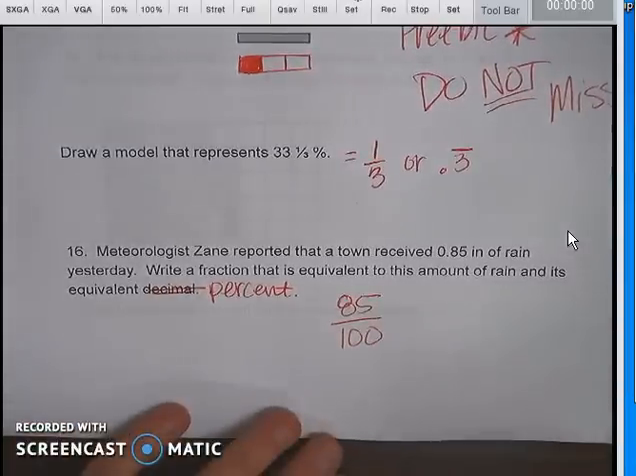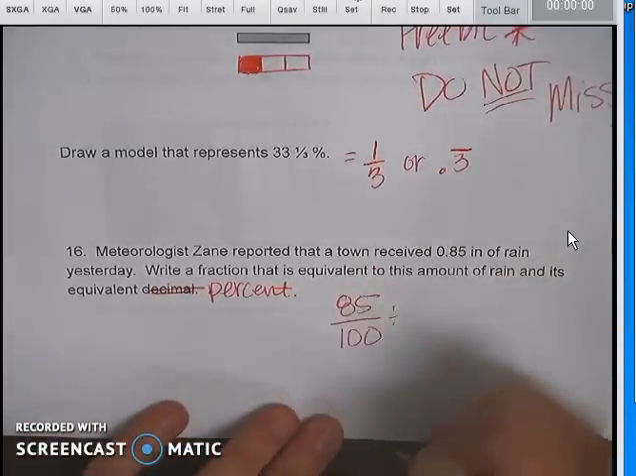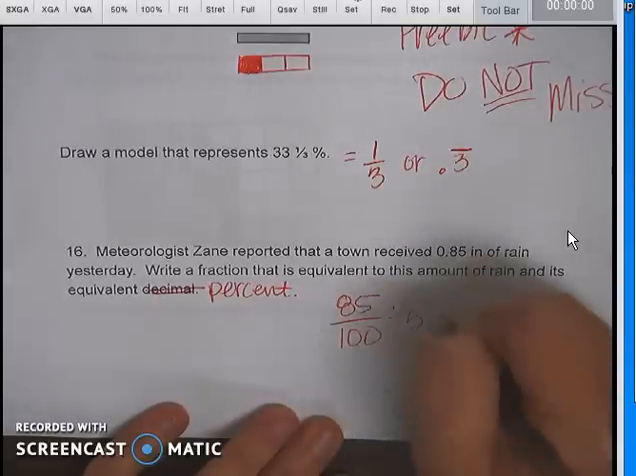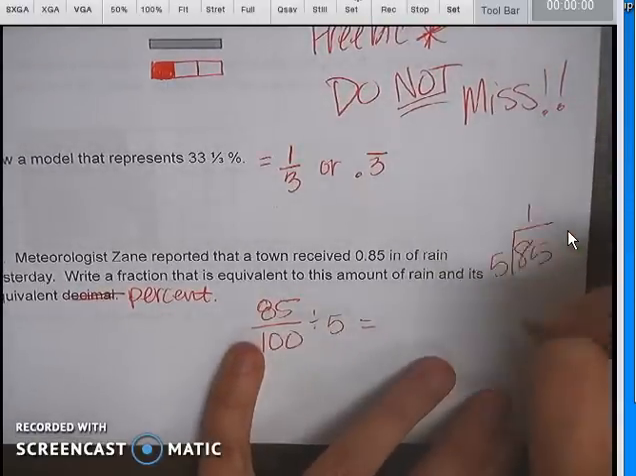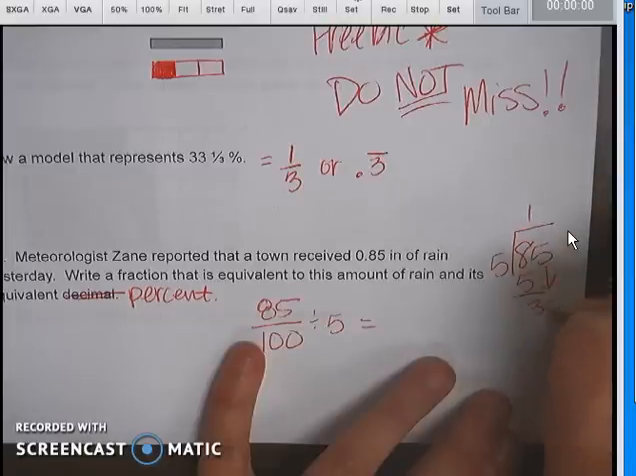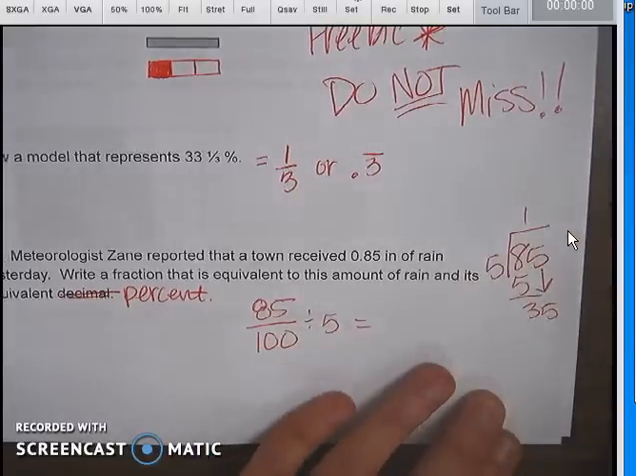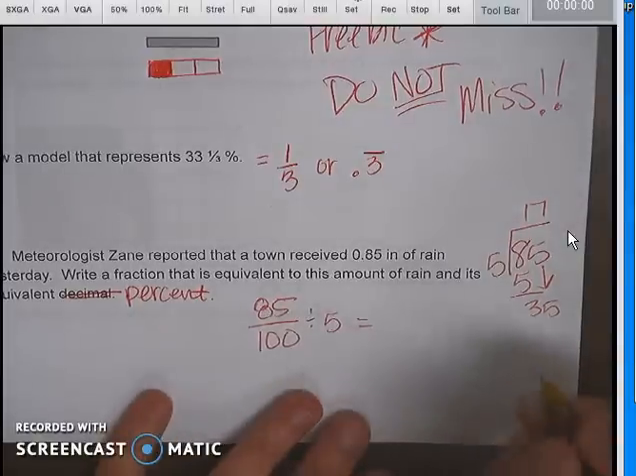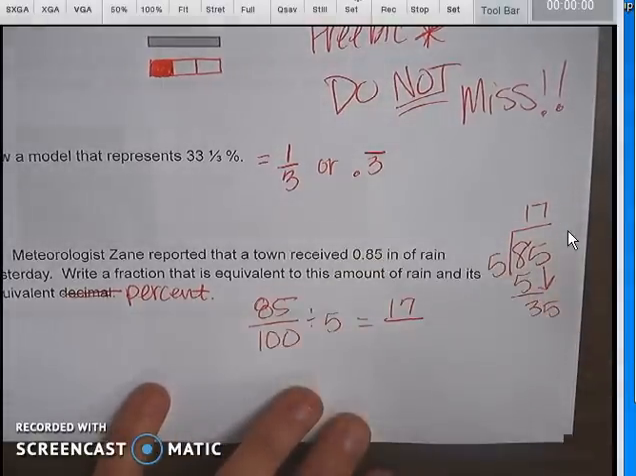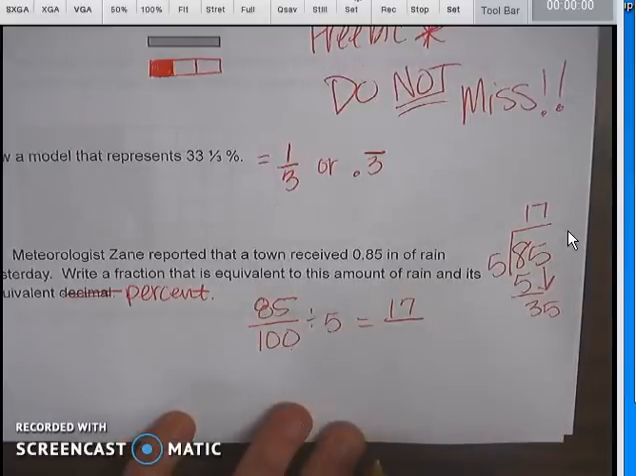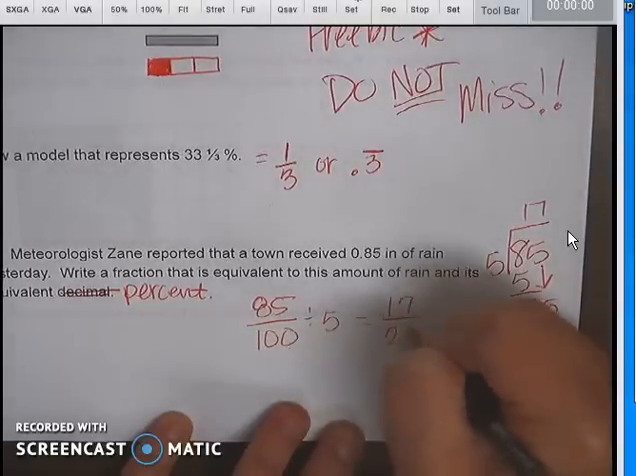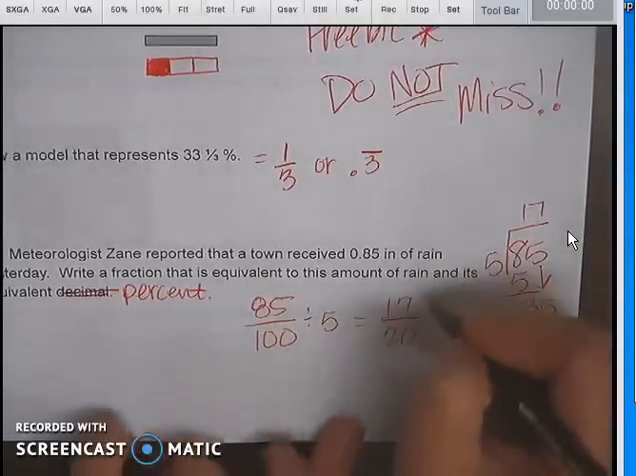Now, can 85/100 be simplified? Yes. By what? 5. Okay. I'll go with that. How many times will 5 go into 85? Well, if you don't know, you would have to come over here and do 85 divided by 5. It'll go in there once. Bring that down. 5 will go into 35 how many times? 7. So that would be 17 over, what's 100 divided by 5? What times 5 will give you 100? Good. 20.